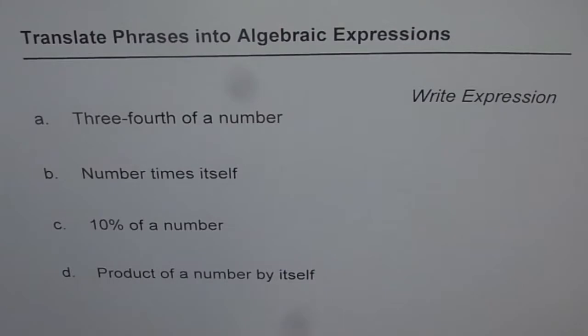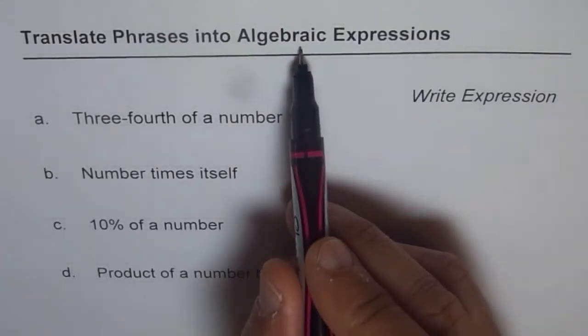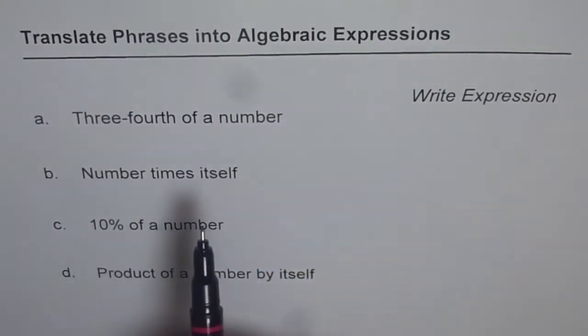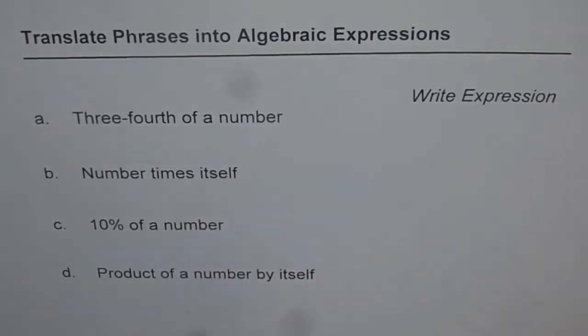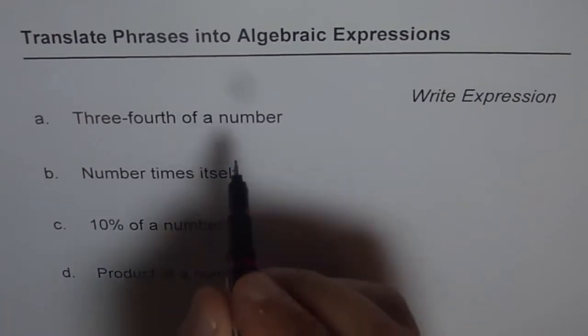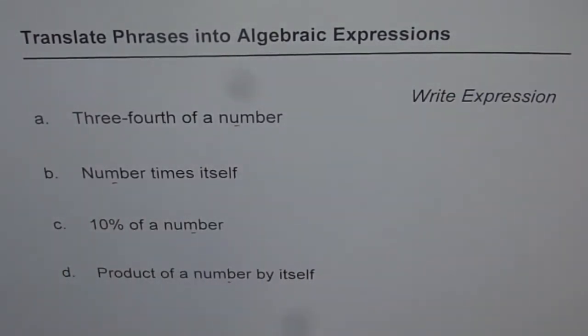I hope you remember when we talk about algebraic expressions, we need a variable, right? And we don't need an equal to sign, correct? So let's first define our variable. In all the four cases, we are talking about a number, right? 3/4 of a number. So there's a number, so let's define a variable which represents the number.